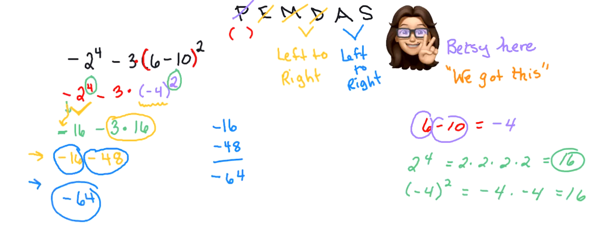So what do you notice here? When the signs are the same, as you can see, they're both negative. You bring down the sign, and then you just add the two numbers, 16 plus 48 is 64.